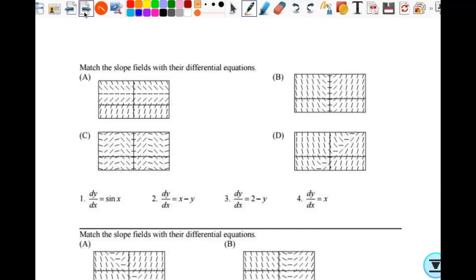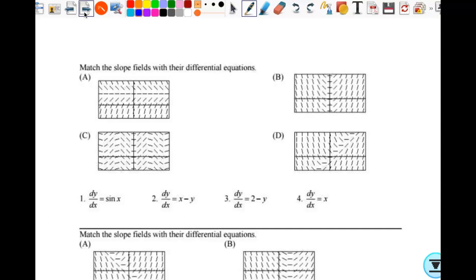We'll look at some. They don't have matching questions on the AP test, but they will either present you with a slope field and ask you to find the differential equation, or present you with a differential equation and have you find the slope field. Did you have a question?